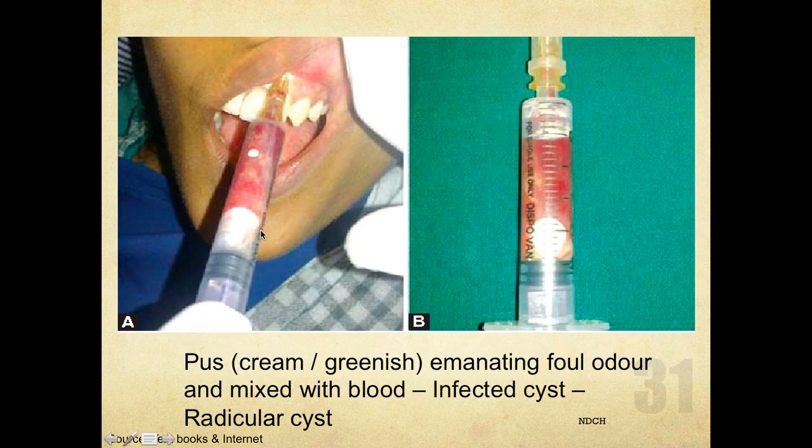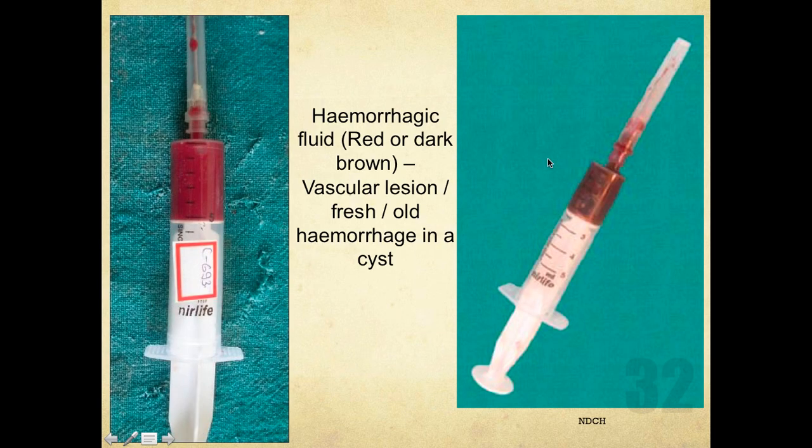If the aspirate is usually cream or greenish with a foul odor, it is indicative of an infected cyst. And in this case, you find it's a radicular cyst. They have aspirated and the pus is mixed with blood. Sometimes you may get a hemorrhagic fluid which is completely red in color, or it can be dark brown in color, as seen in these photographs.